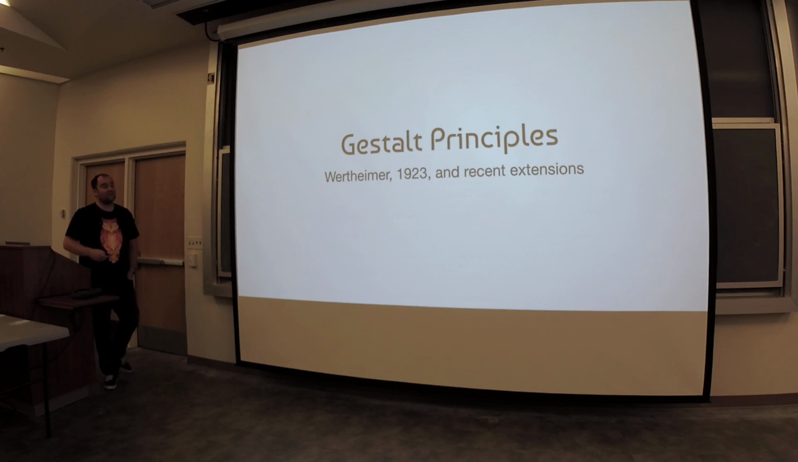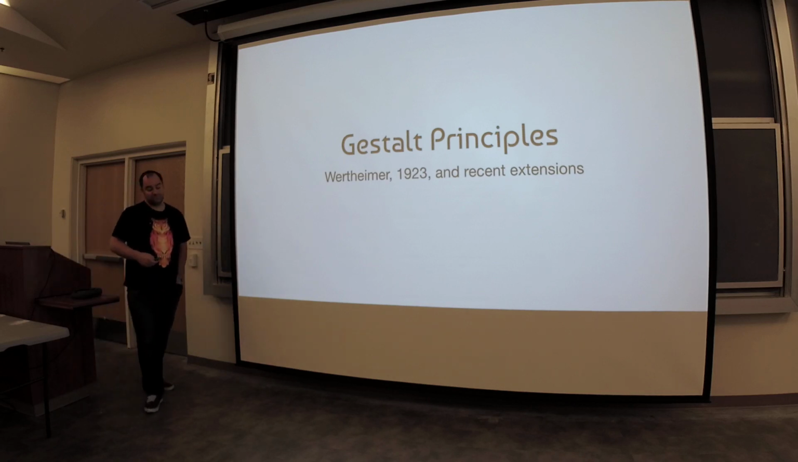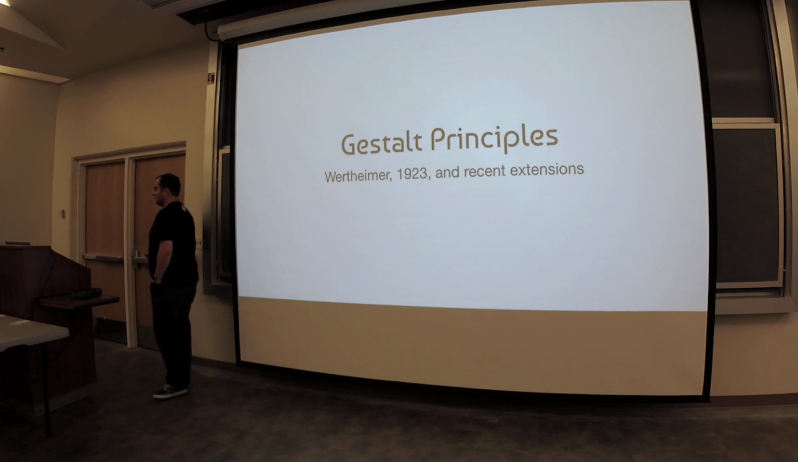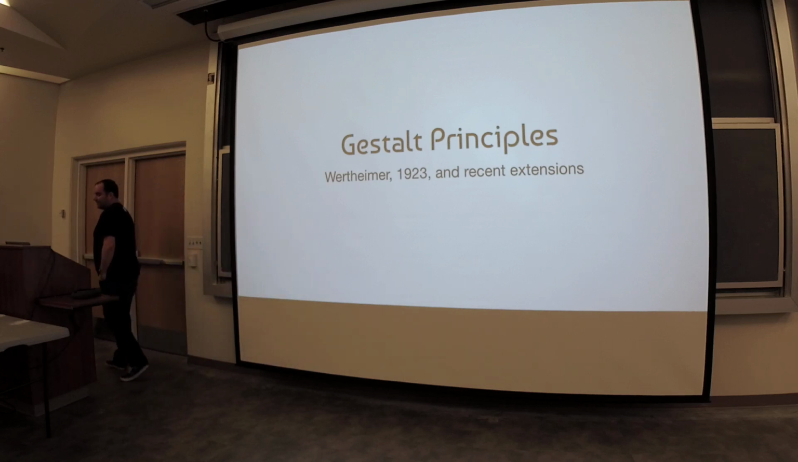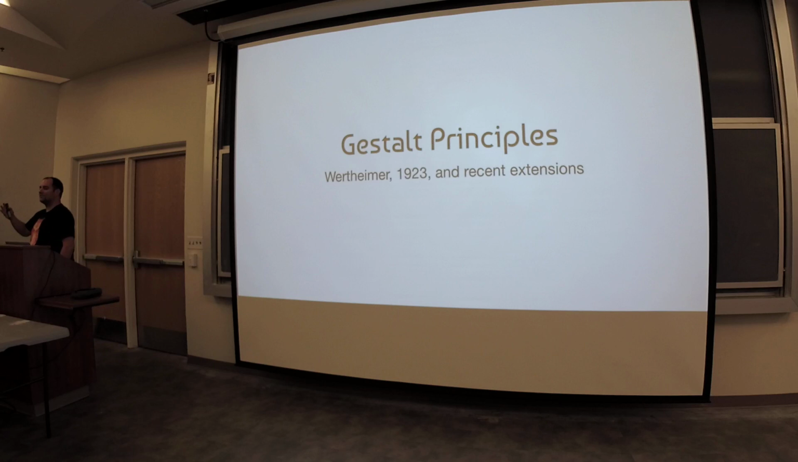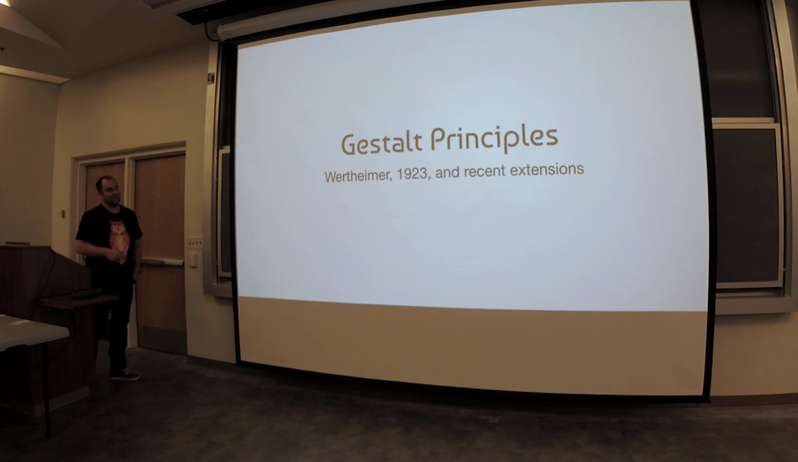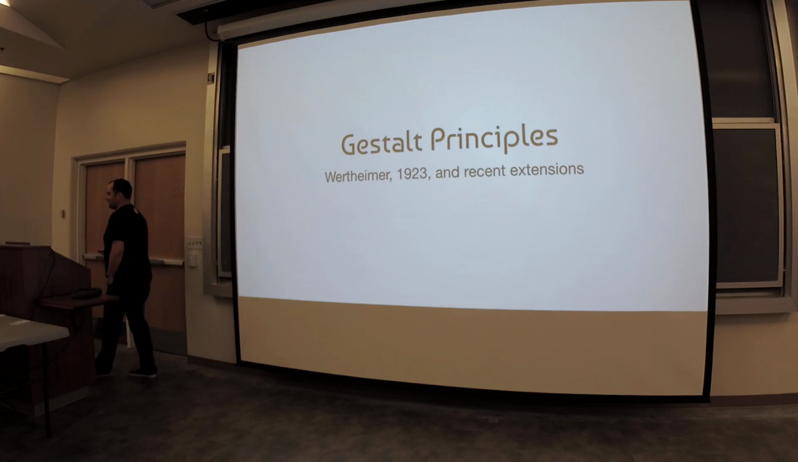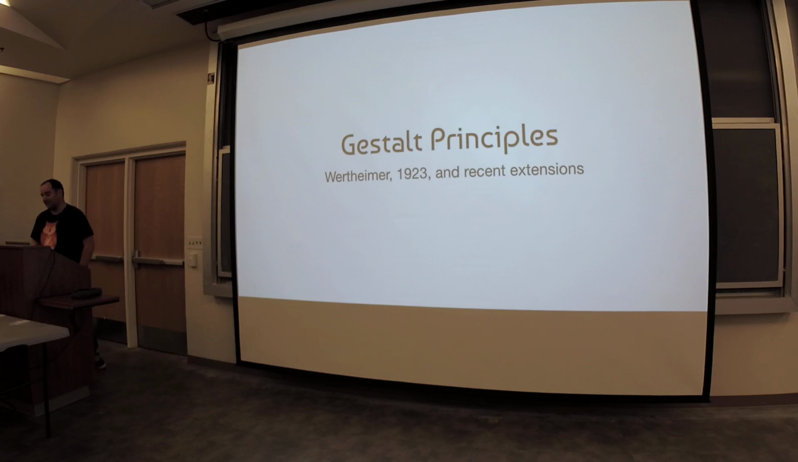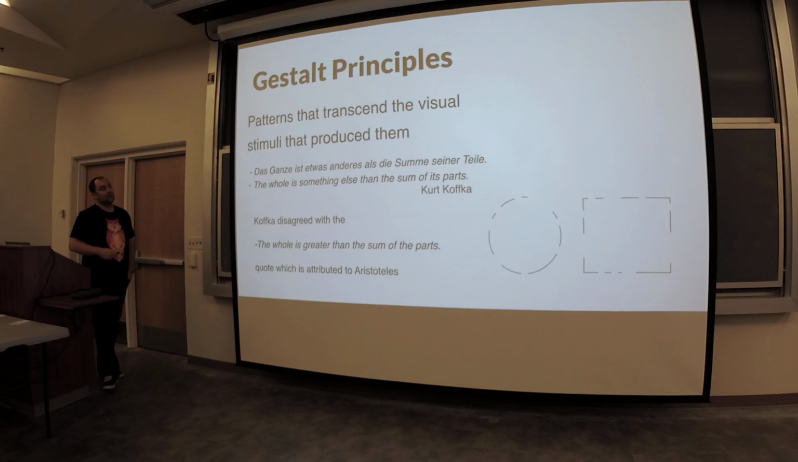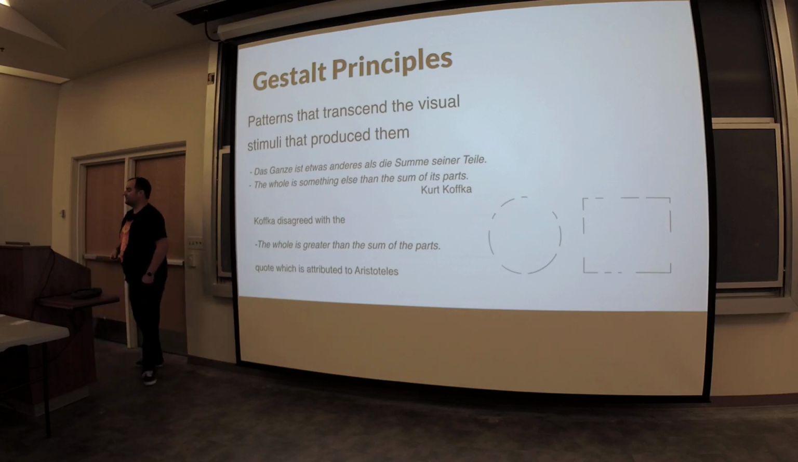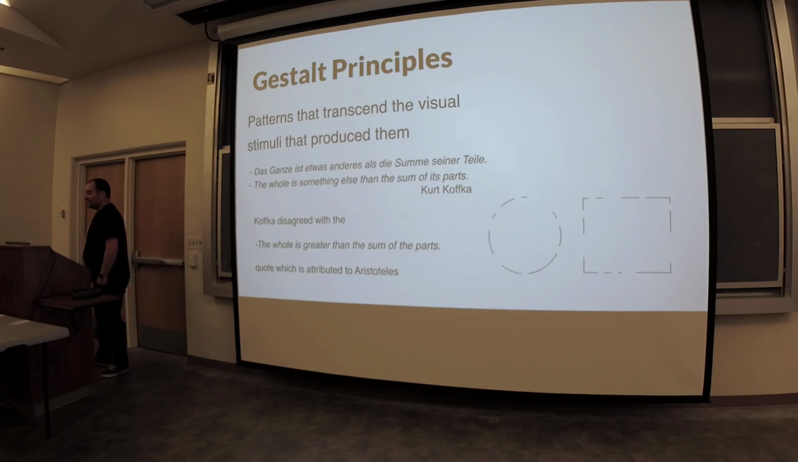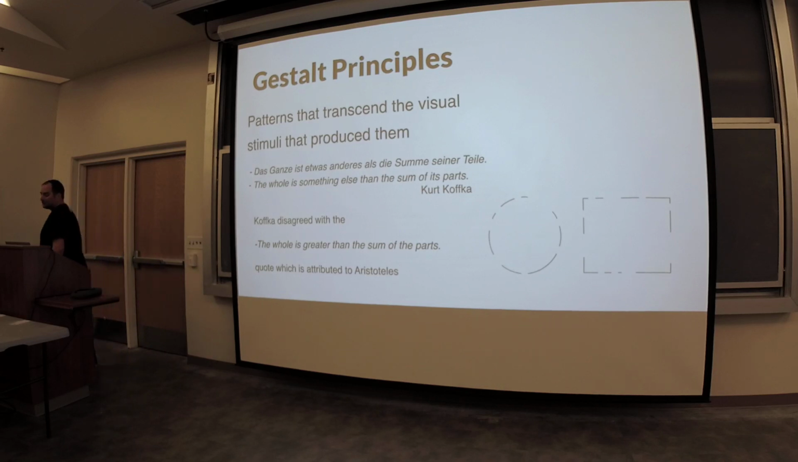So the last section of the perception lecture is about Gestalt principles. And Gestalt is a German word for the appearance, the form, the shape. This was developed by Wertheimer and some of his colleagues, in Vienna around 1920 as part of the psychology movement back then. And there are some recent extensions to it, like in the 90s and so on. So what are Gestalt principles? They're described as patterns that transcend the visual stimuli that produce them.